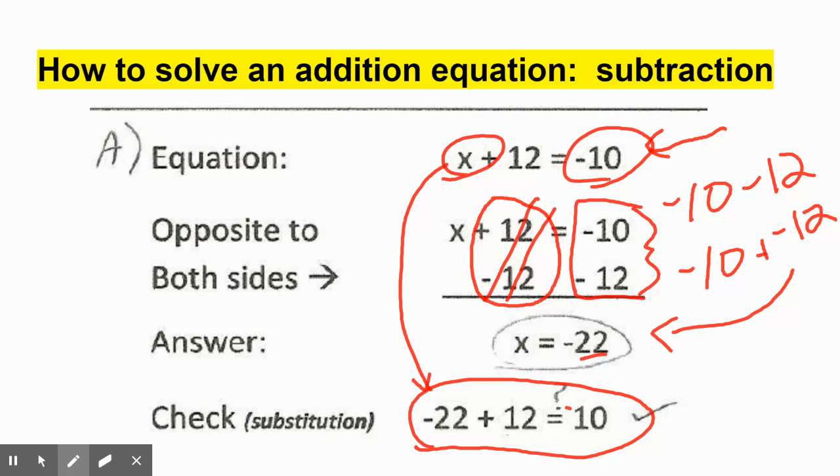All right, so these are the basic steps for adding equations. All right, that's all we want to see right there when we're talking. All right.